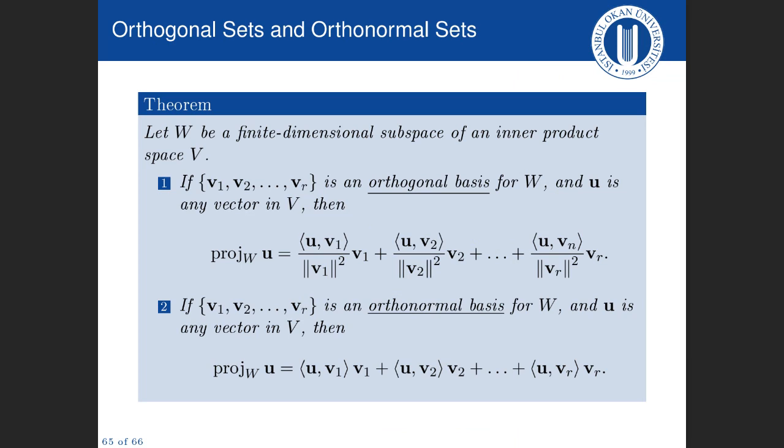And if we combine the ideas from earlier, final theorem, final idea, final slide of today's lesson. Let W be a finite dimensional subspace of an inner product space V. If we have an orthogonal basis for W, and if U is any vector in V, then the orthogonal projection of U onto W can be written like this. And if instead we have an orthonormal basis for W, and U is any vector in V, then the orthogonal projection of U onto W can be written like this.